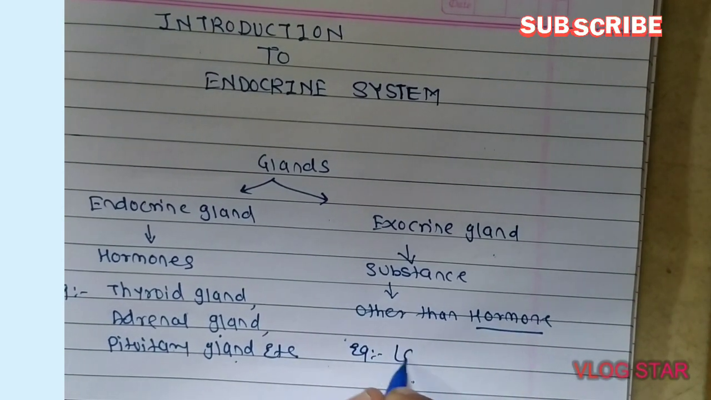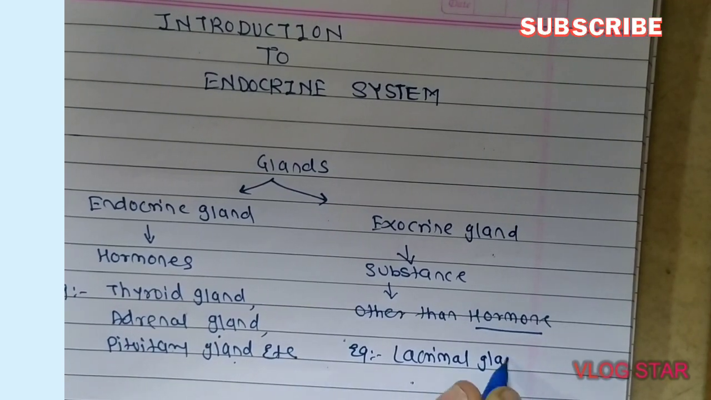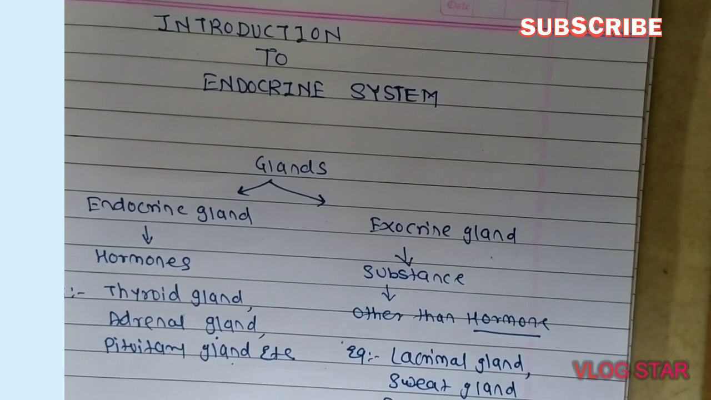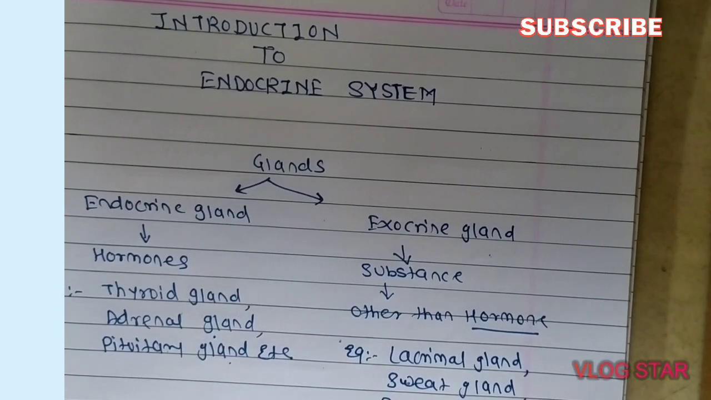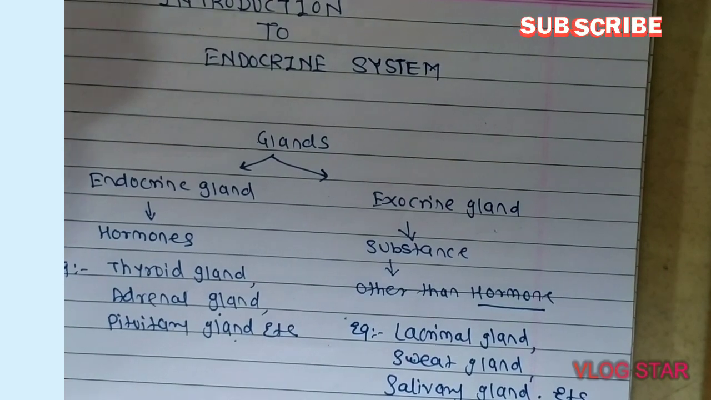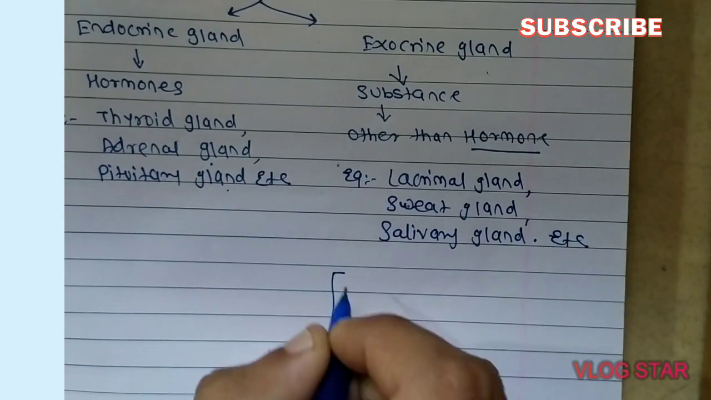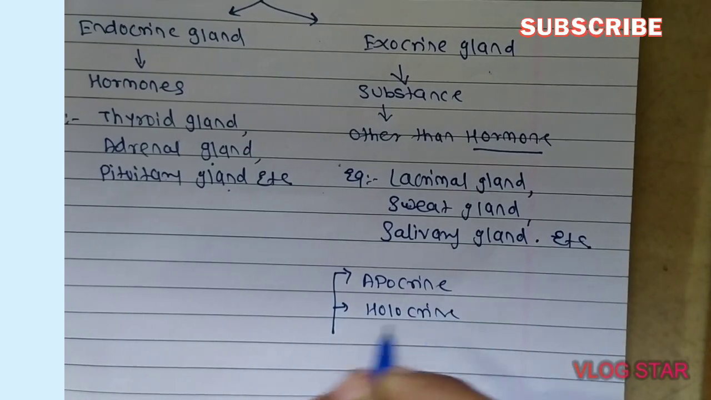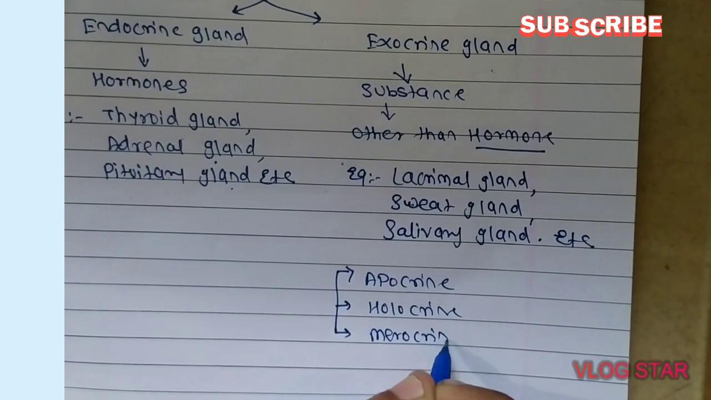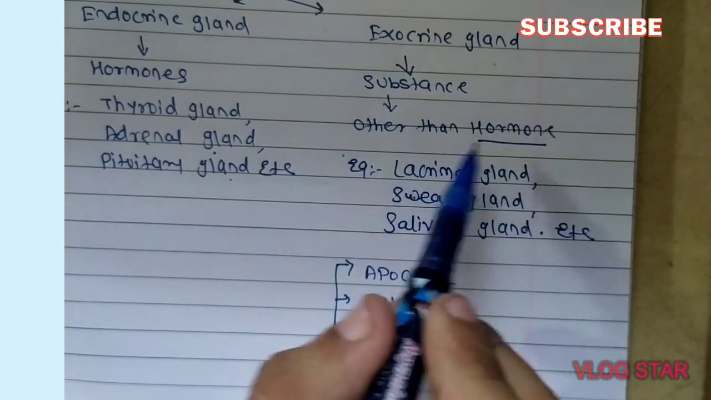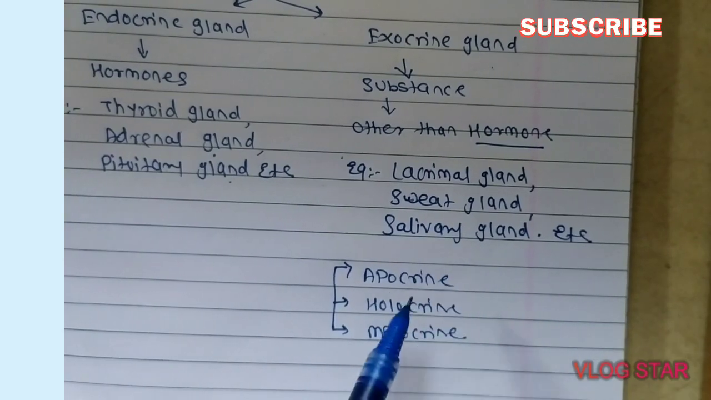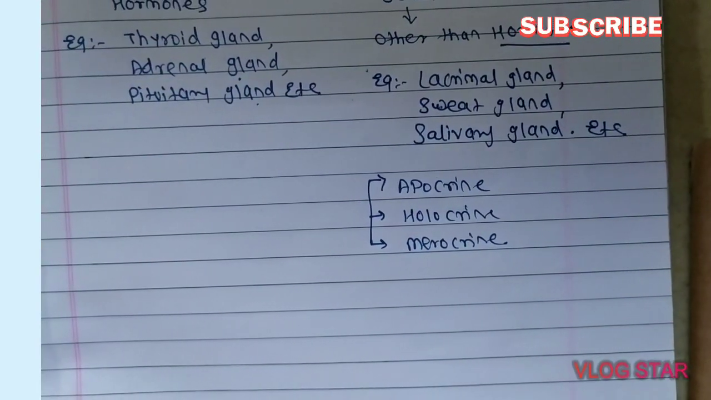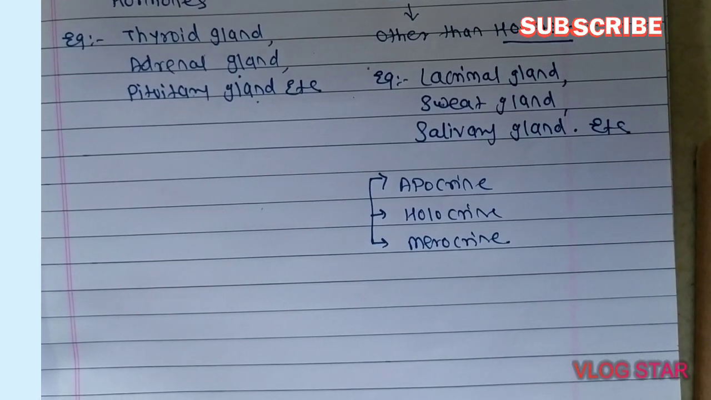Exocrine glands release particular substances other than hormones. The examples are the lacrimal gland, sweat gland, salivary gland, etc. Exocrine glands are further classified into three main types: first is apocrine, second is holocrine, and third is merocrine. We will not go into the detail of exocrine glands. Let us focus on the endocrine glands.